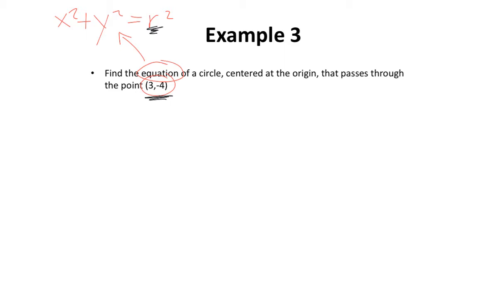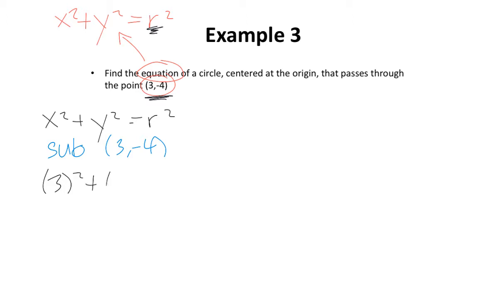But let's start with our general equation. X squared plus y squared equals r squared. I'm going to write, sub 3, -4. Okay? We know that 3 is the x coordinate, so I'm going to put that in brackets over here. And we know that negative 4 is the y-coordinate, so I'm going to put that in brackets over here. Everything else stays the same.